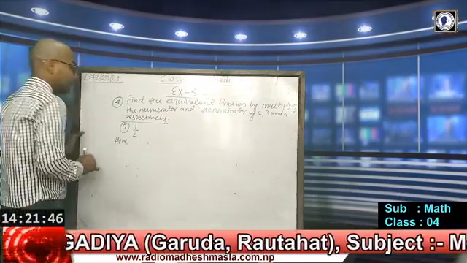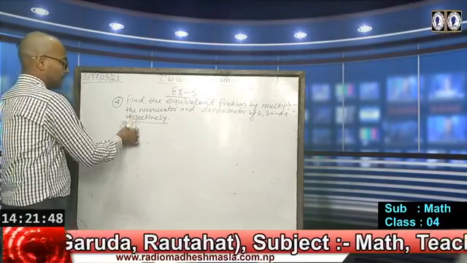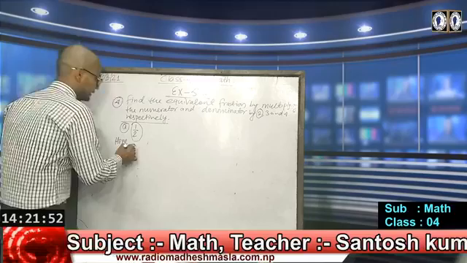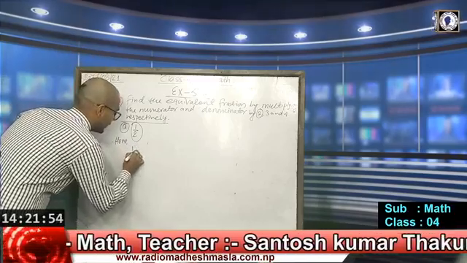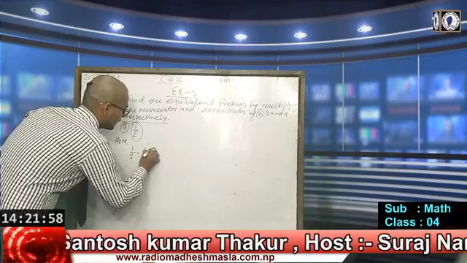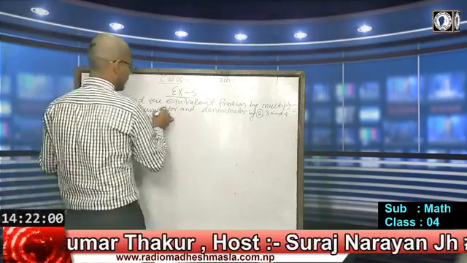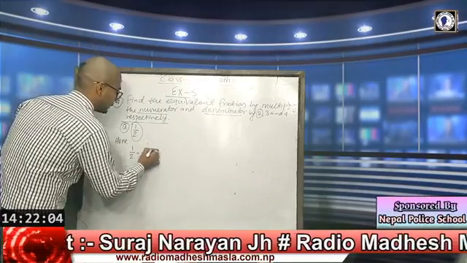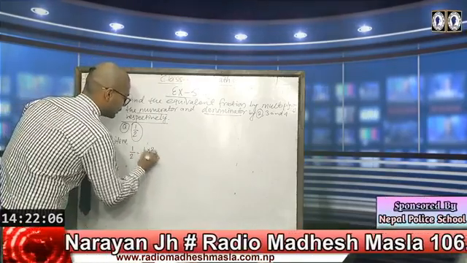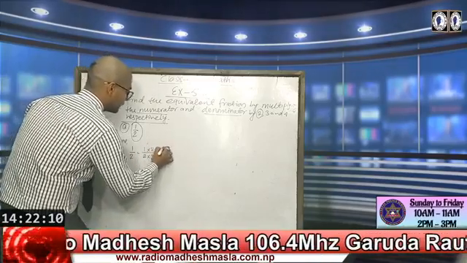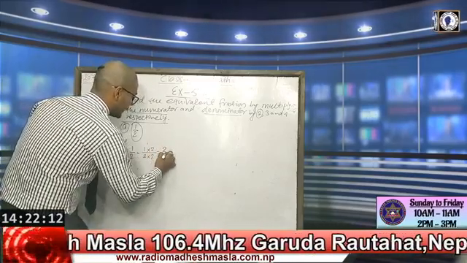If we multiply 1 by 2 first by 2, then we will get the first equivalent fraction. So 1 by 2 is equal to 1 by 2 into... we should multiply both numerator and denominator by 2 and 2. Then we will get 1 into 2 is 2, and 2 into 2 is 4.